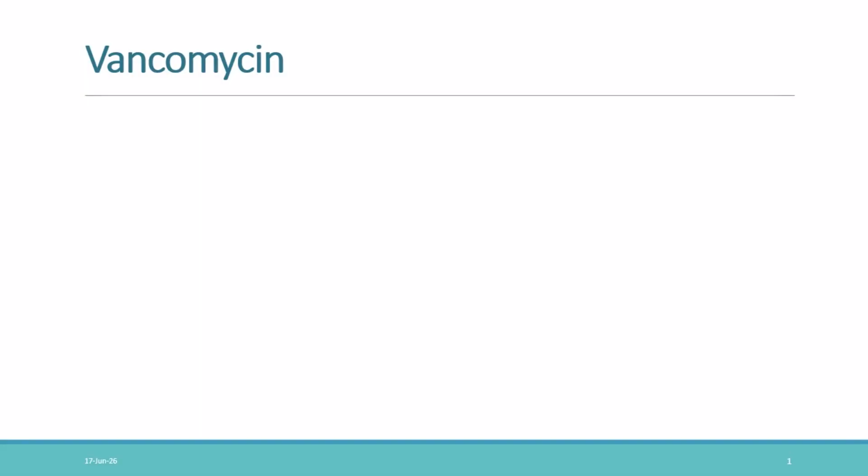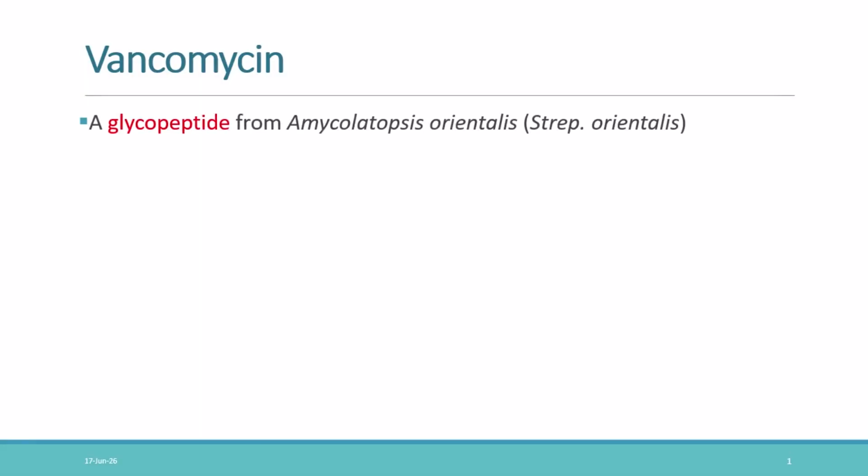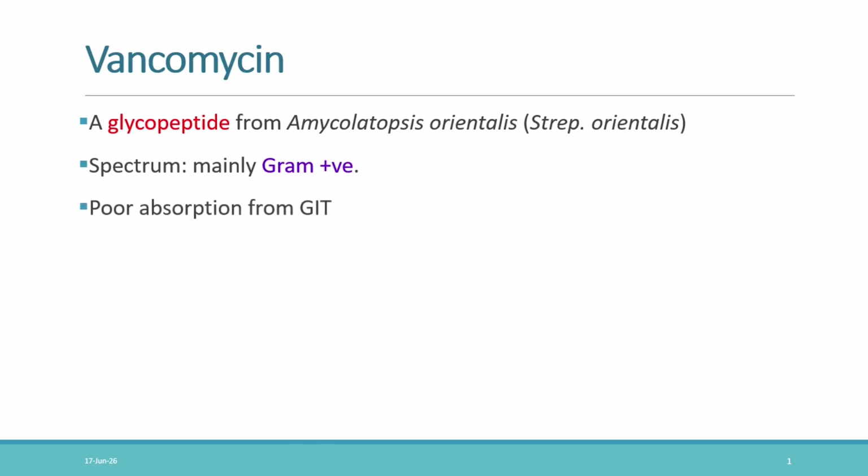Vancomycin is derived from Amycolatopsis orientalis and exhibits activity primarily against gram-positive organisms. Its large molecular size prevents effective penetration through the outer membrane of gram-negative bacteria, which explains its lack of activity against most gram-negative pathogens. Oral absorption is poor, so systemic infections require intravenous administration.